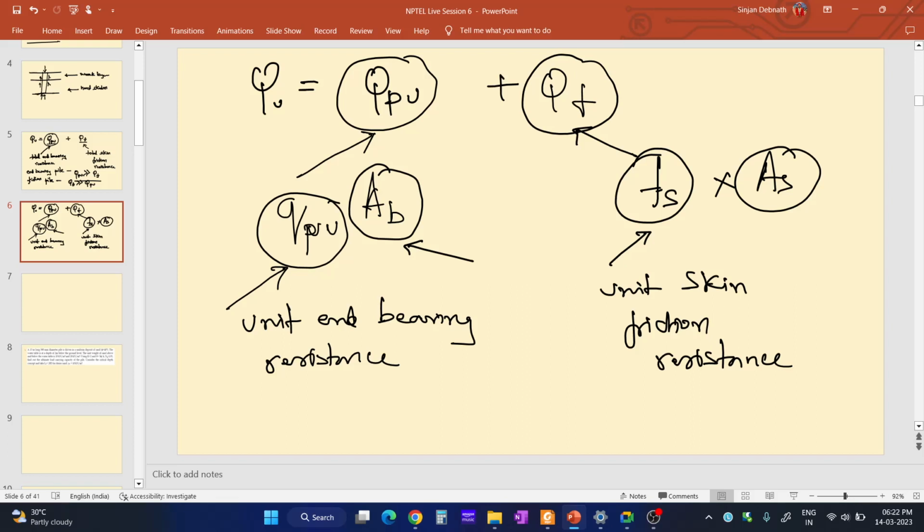So I hope you have all understood this. If you have any doubt in this concept, please let me know. This one is very basic. Yes, it's okay, sir.